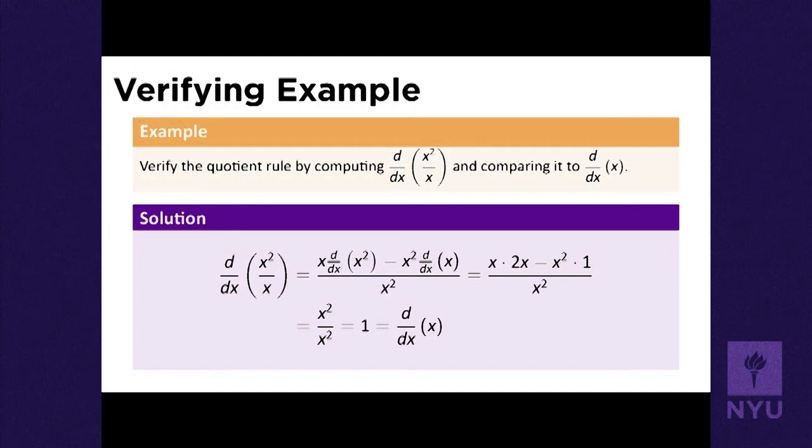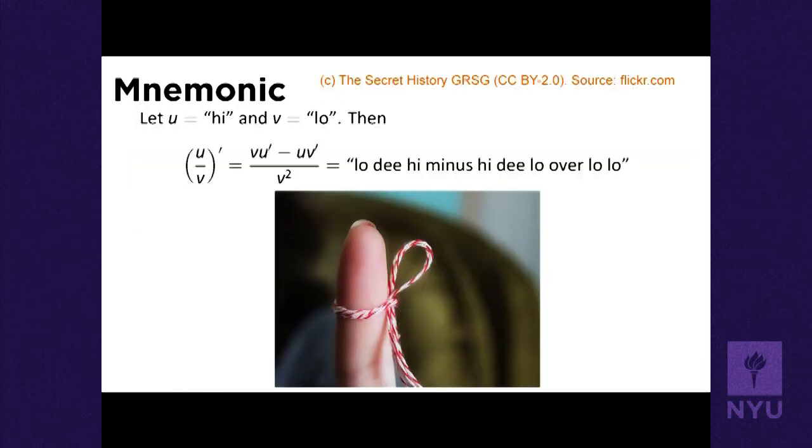X times 2x is 2x squared. X squared times 1 is x squared. The difference between 2x squared and x squared is x squared. Divide that by x squared, and we do, in fact, get 1. So it all does work out. That's good. The quotient rule is not telling us anything that is inconsistent with what we could otherwise find. Okay, but that's not what the quotient rule is really good for. It's good for finding derivatives of things that we couldn't ordinarily find.